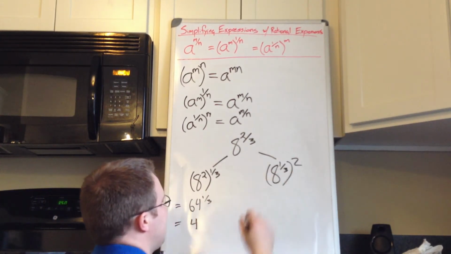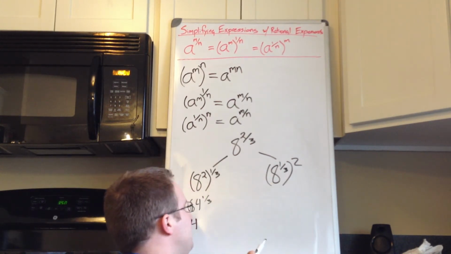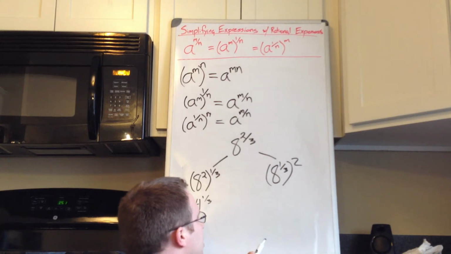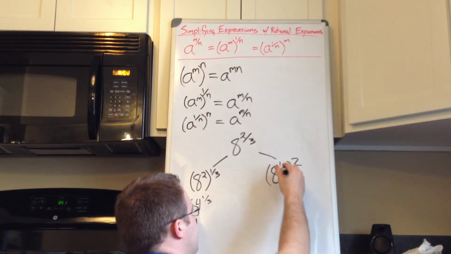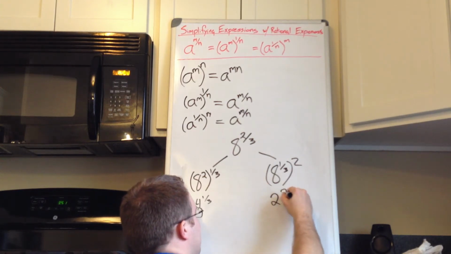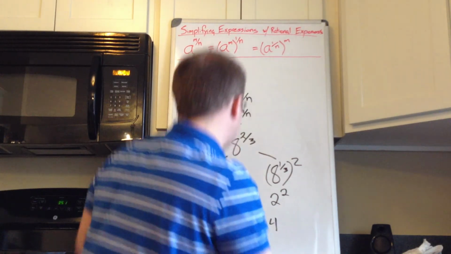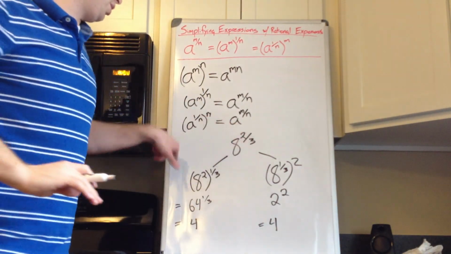Over here, what is the cube root of 8? We're going to figure that out first and then we'll square it. Well, what cubed equals 8? 2 times 2 is 4 times 2 again is 8. So 2 cubed is 8. Cube root of 8 is 2. We still have to square it though. 2 squared is 4. So 8 to the 2/3 equals 4, and there's two different ways to do it.